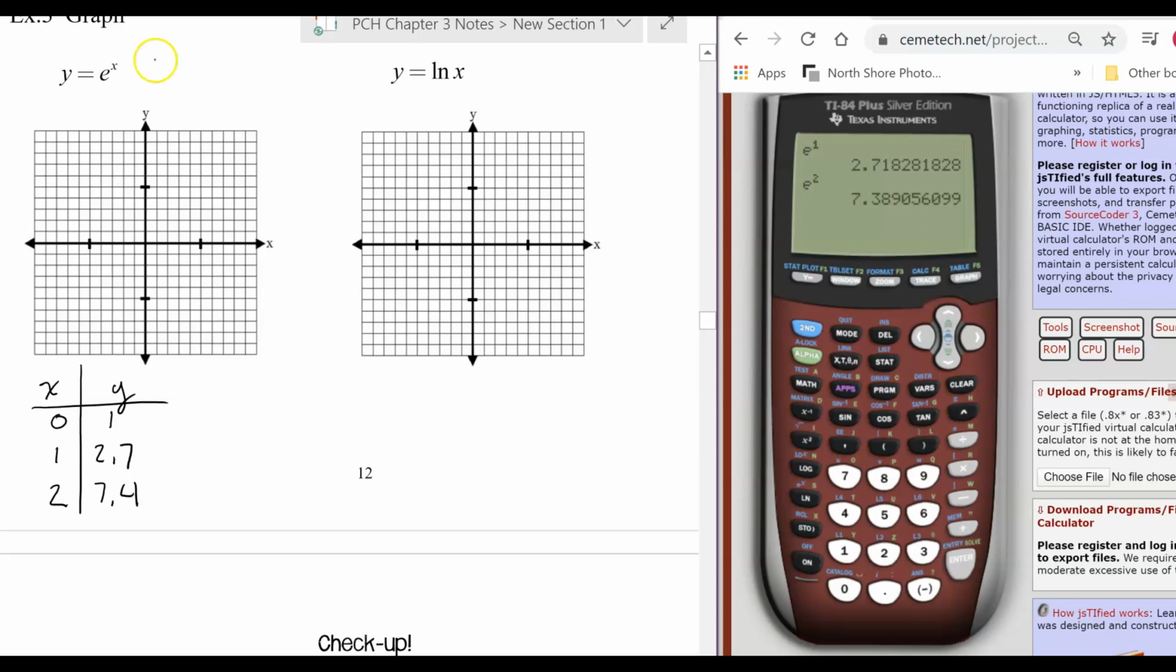We know the general shape of an exponential is always going to look like this. Let's graph these. We have 0, 1, and we have 1, 2.7, and 2, 7.4. So somewhere about there. And we'll sketch in our curve. And then we're going to reflect this over the line y equals x. So we're going to find our new x and y values.